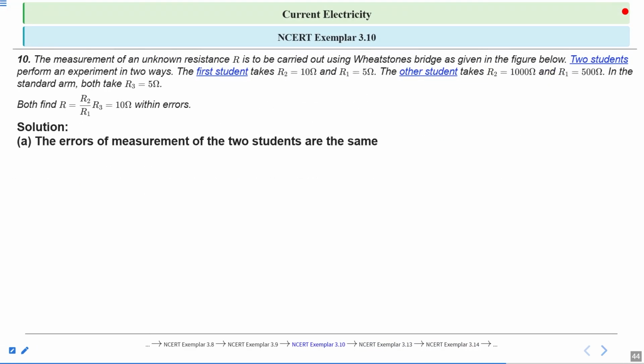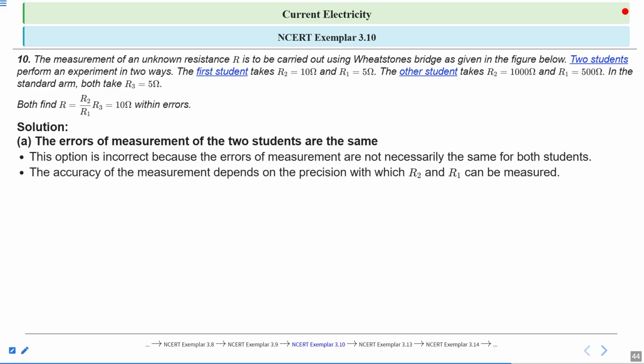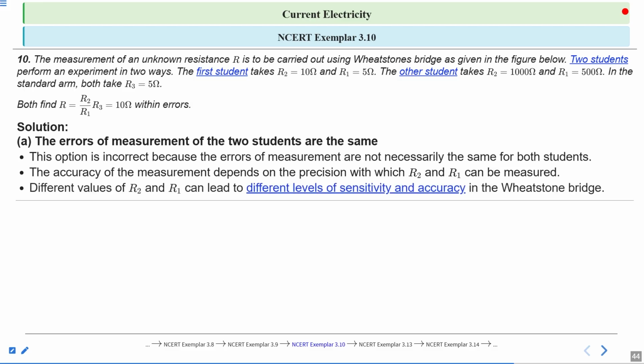So why is option A incorrect? The errors of the measurement of two students are the same. This option is incorrect because the errors of the measurement are not necessarily the same for both students. The accuracy of measurement depends on the precision with which R2 and R1 can be measured. Different values of R2 and R1 can lead to different sensitivity and accuracy in the Wheatstone bridge. Since both students have taken different values of R2 and R1, the errors can be different.